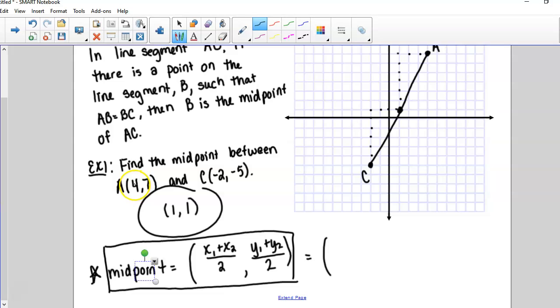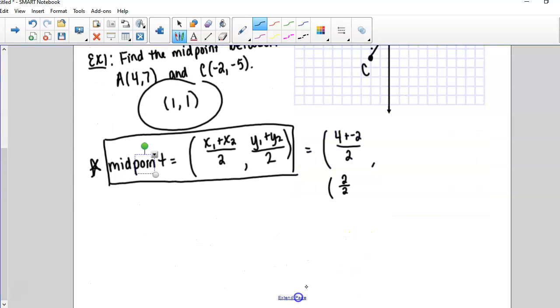For this particular problem, we could do 4 plus -2, 4 plus -2 divided by 2. What we're doing right there when we do that is we're taking the average of the 2 points. We're finding the point halfway between 4 and -2. And when you do that, for that section, 4 plus -2 is 2. And then, of course, 2 divided by 2 is 1.